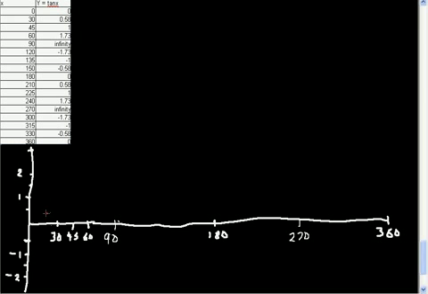Again, let me draw the axis and I'll then meet you in a minute. Okay, let's start plotting. Tan 0 is 0, tan 30 is approximately 0.58, tan 45 is 1, tan 60 is approximately 1.73, and tan 90 is infinity.